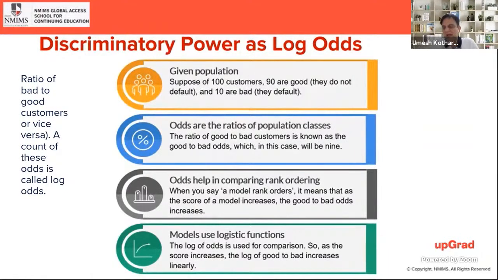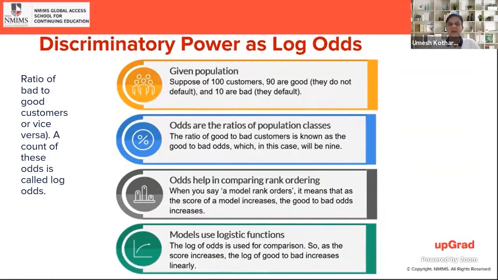So in case you have 100 customers and 90 are good, that means they are picture perfect, they don't default, they're the customers you'd want to get, and 10 are bad customers. That means they are problematic, they are defaulting. In that case, your ratio of good to bad customers will be 9. Good to bad or bad to good, the number will still be 9, but the way you read it is 9 as good customers as opposed to 9 as bad customers.